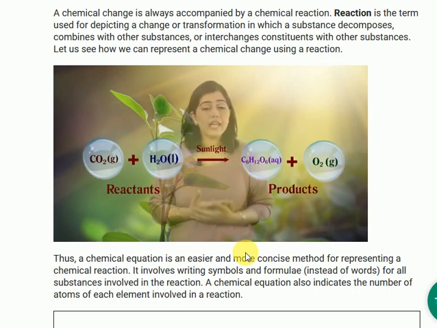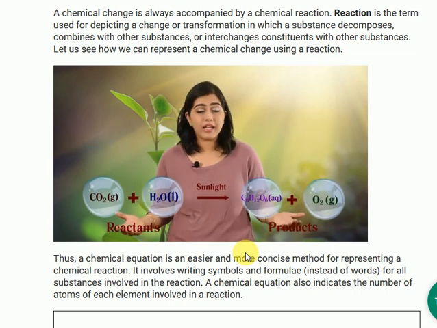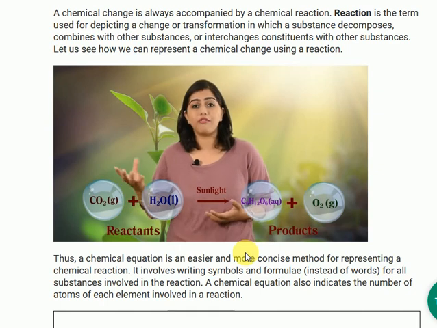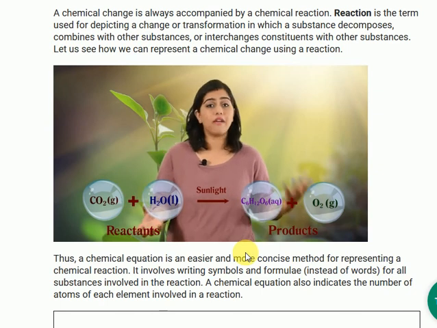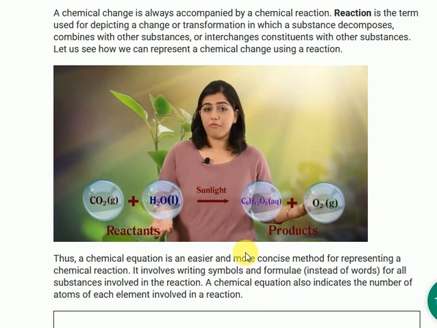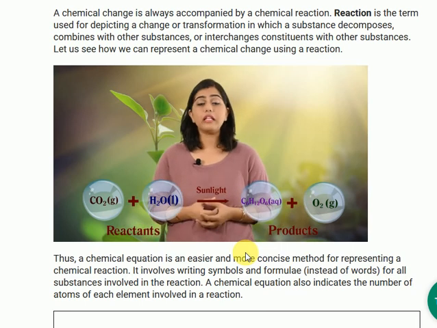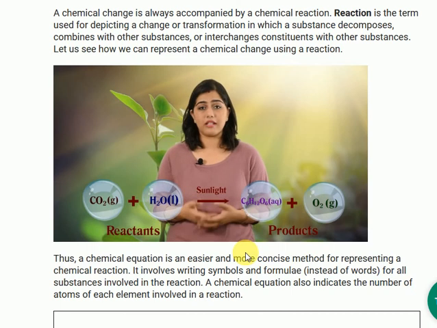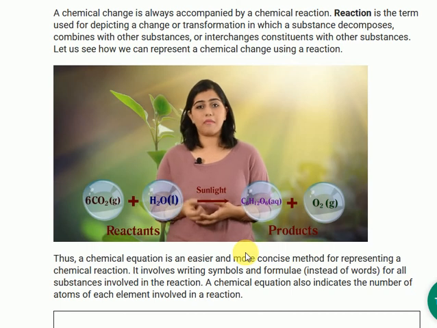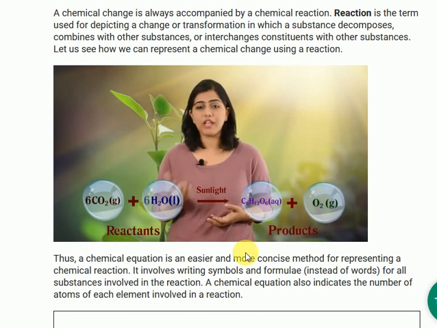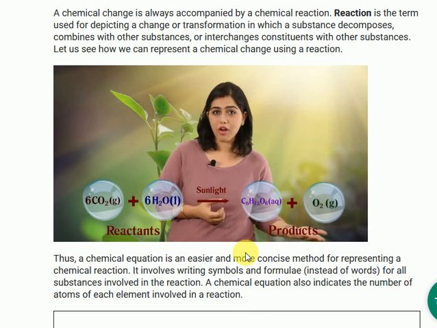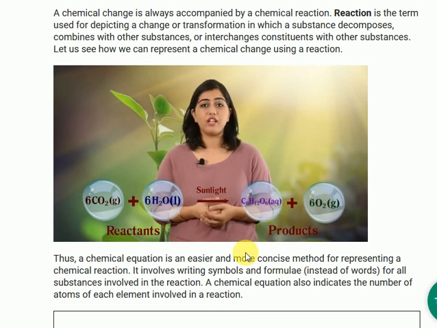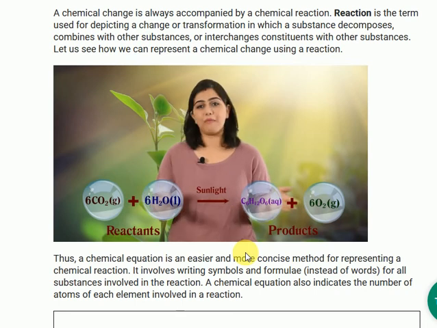Now any chemical reaction is incomplete without giving the information of how many molecules of each reactant is required to give a certain number of molecules of products. So we have to include that information as well. So for photosynthesis, 6 molecules of carbon dioxide react with 6 molecules of water to give you 1 molecule of glucose and 6 molecules of oxygen gas. So this is how we write a complete chemical reaction.